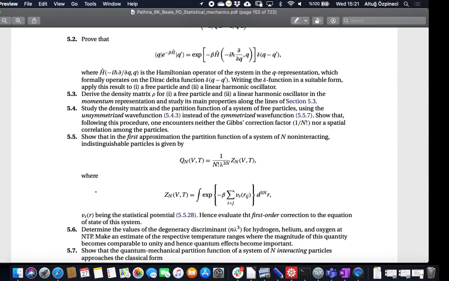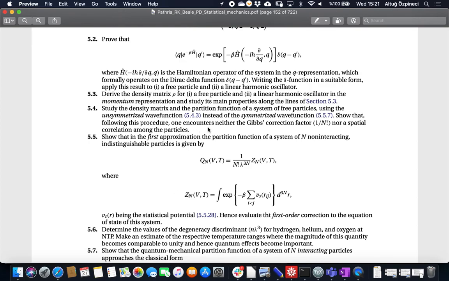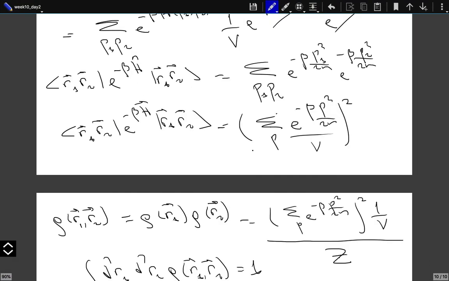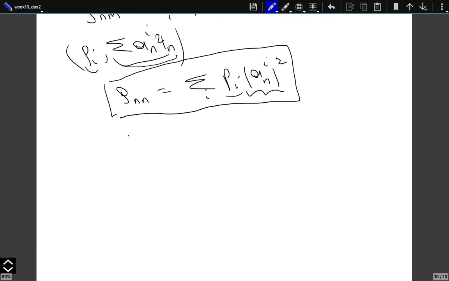Anything else that we should do in this question 4? You see, there is no 1 over n factorial. It didn't appear anywhere. No special correlation among the particles. The position of one doesn't affect the position of the other one. We said that the density matrix in this form, the diagonal elements of the density matrix correspond to probabilities.